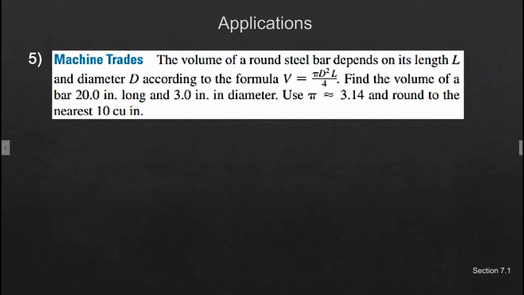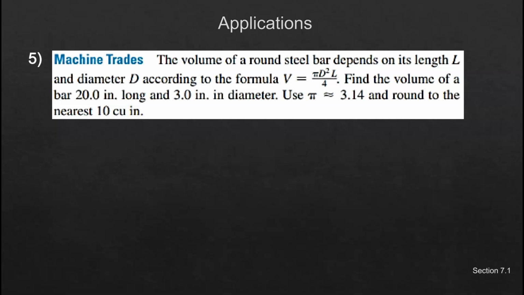Okay, so this one is an application problem. In machine trades, the volume of a round steel bar depends on its length L and diameter D according to the formula V equals D squared times L, all divided by 4. Find the volume of a bar 20 inches long and 3 inches in diameter. Use pi equals 3.14 and round to the nearest 10 cubic inches.